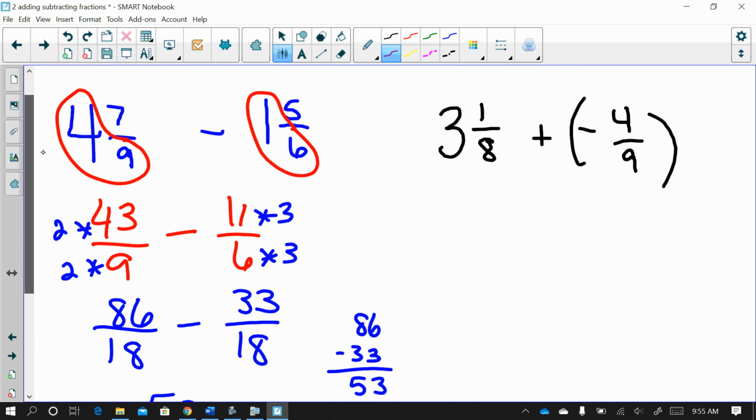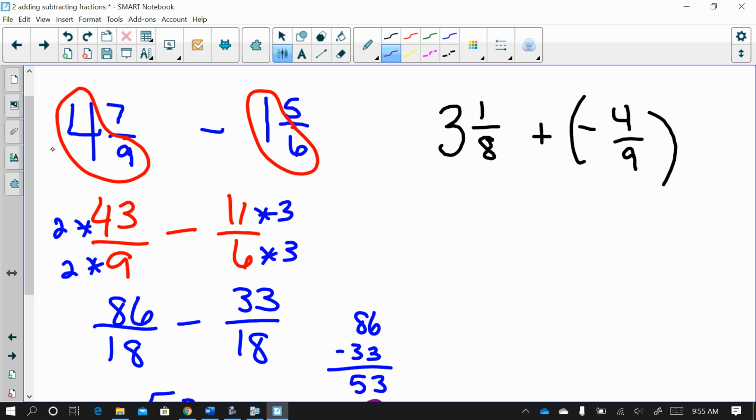Pause the video and try the next one. Again, we're going to start with the jelly bean trick. 3 times 8 is 24, plus 1 is 25 over 8, plus a negative 4 ninths.